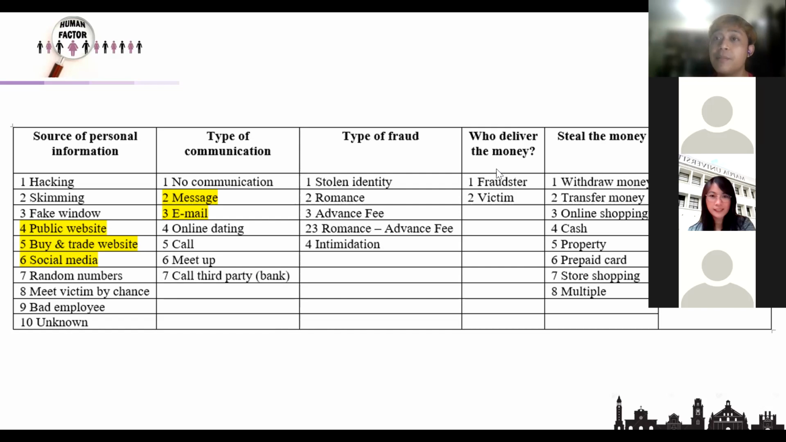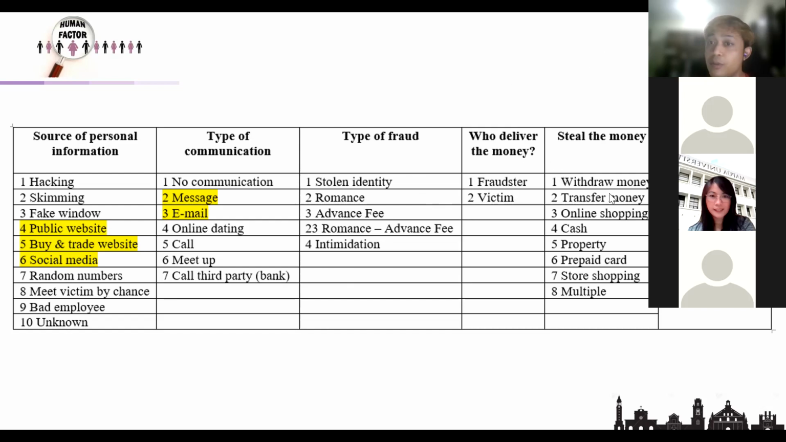Okay. And who delivers the money is actually quite different. In intimidation, usually the victim himself or herself sends the money. But for stolen identity, usually the fraudster himself or herself steals the money. So who delivers the money is quite different. For romance, it is usually the victim himself, and for intimidation, the victim himself gives the money. But for stolen identity, the fraudster actually steals the money.